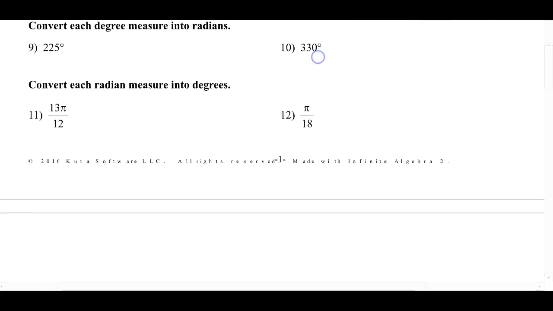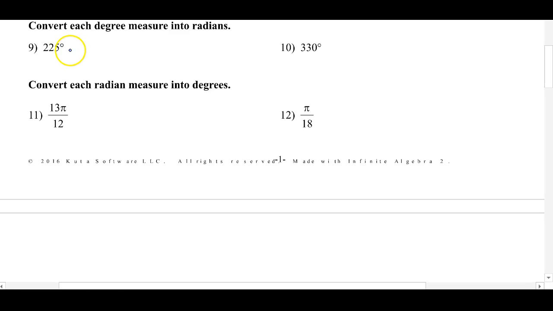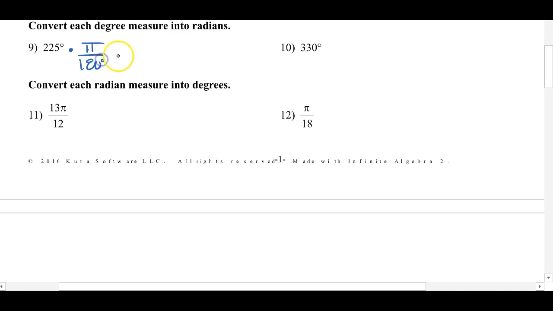Now to convert each measure into radians. For 225 degrees, or for any degree, we multiply the number times pi over 180 degrees. So now it's 225 over 180. And remember, we don't want to get a decimal answer. We want to leave it in fraction form. So let's do our best to reduce it.